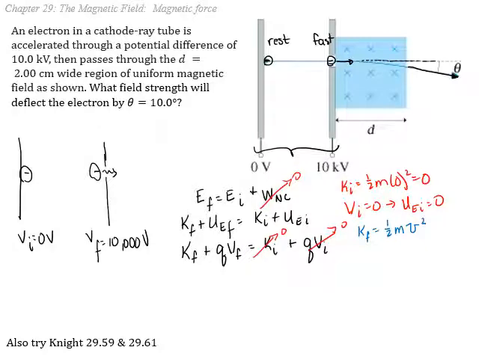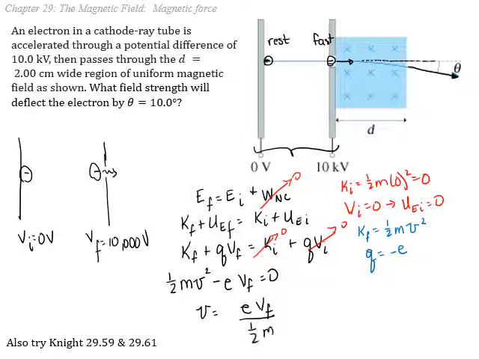Okay, let's get these things in our equation now. And we remember, of course, really important, the charge on the electron is minus the fundamental charge. So 1/2 times the mass of the electron times the speed as it goes through that 10 kilovolt plate squared minus E times our 10 kilovolts equals 0. That means that the speed as the electron passes through that 10 kilovolt plate is the square root of E times VF over 1/2 times M.